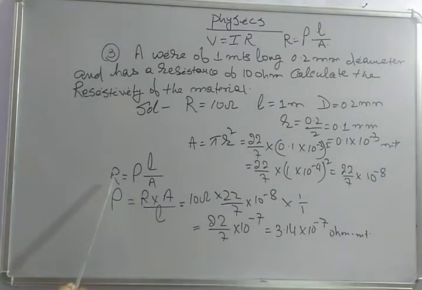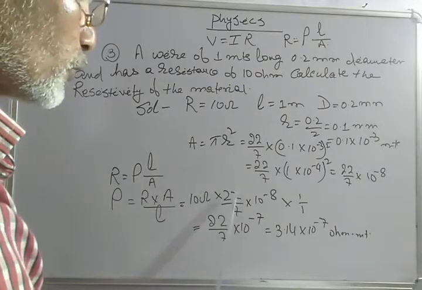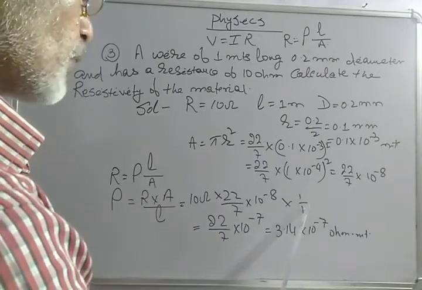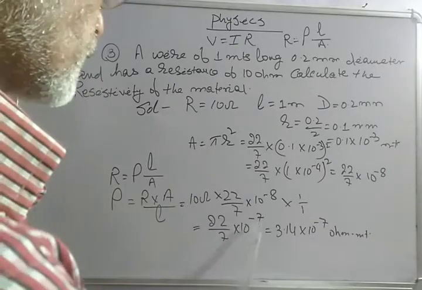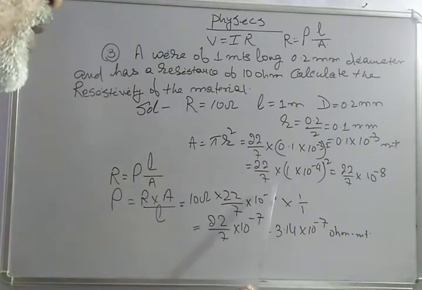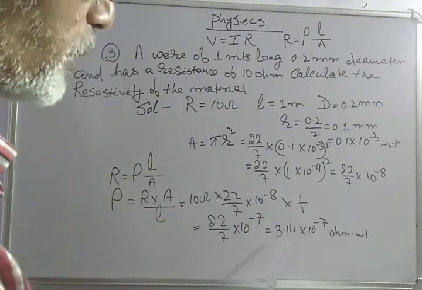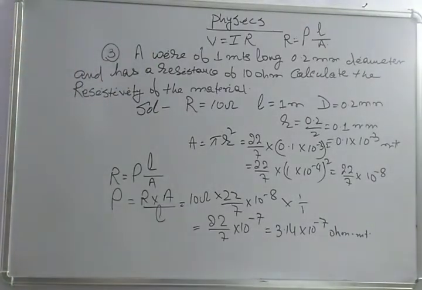The formula is resistance R is equal to rho into L by A, so rho is equal to R into A by L. Put the values: 10 ohm into 22 by 7 into 10 to the minus 8, into L, which is 1 by 1. So this is equal to 22 by 7 into 10 to the power minus 7 plus 1 minus 8, so minus 7. The value of 22 by 7 is 3.14, so rho is 3.14 into 10 to the power minus 7. So the next problem.